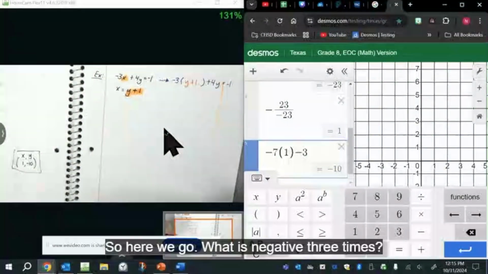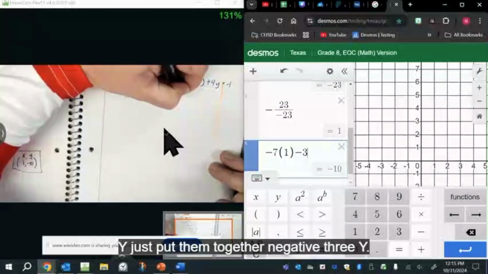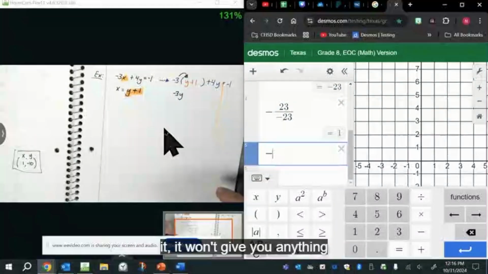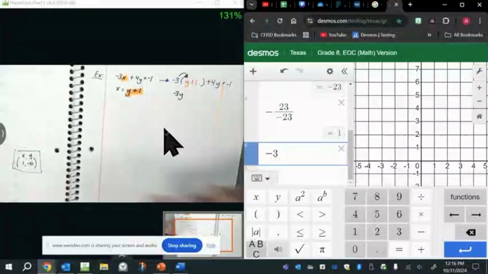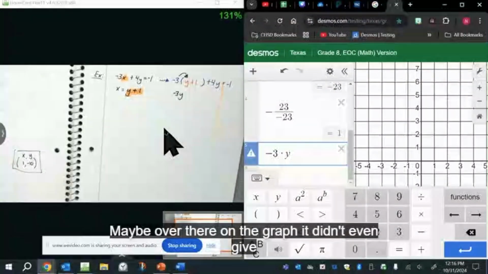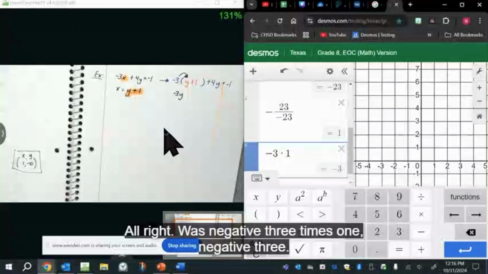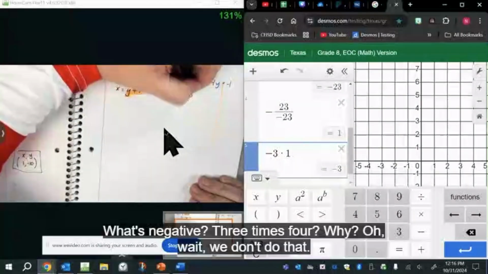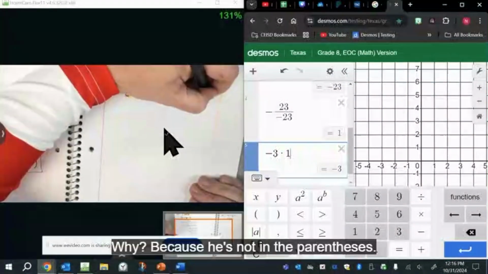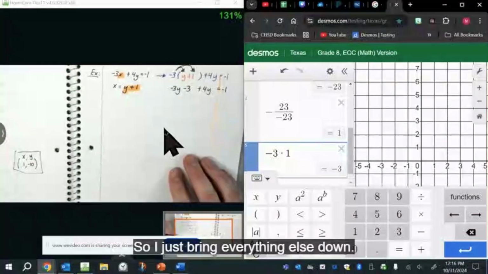So here we go. What is negative 3 times y? Just put them together. Negative 3y. Again, you cannot type that into the calculator. You try to type it in, it won't give you anything. You have to multiply it by numbers. All right, well, what's negative 3 times 1? Negative 3. What's negative 3 times 4y? Oh, wait, we don't do that. Why? Because he's not in the parentheses. So I just bring everything else down.